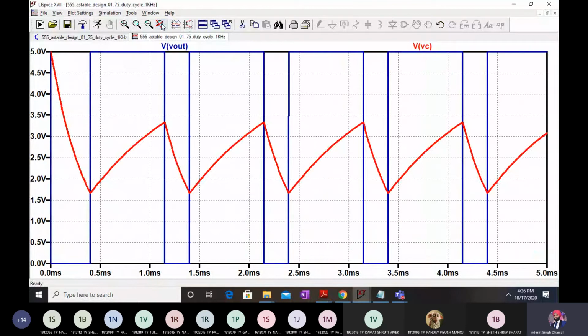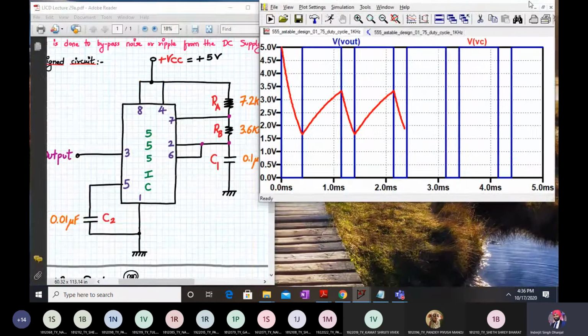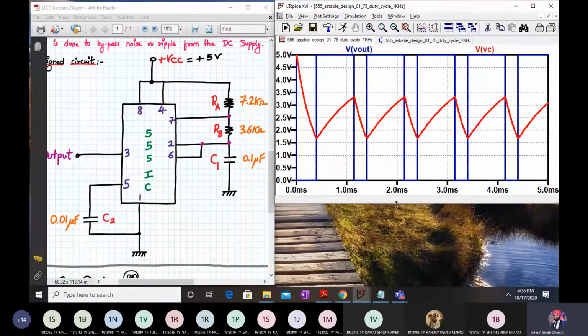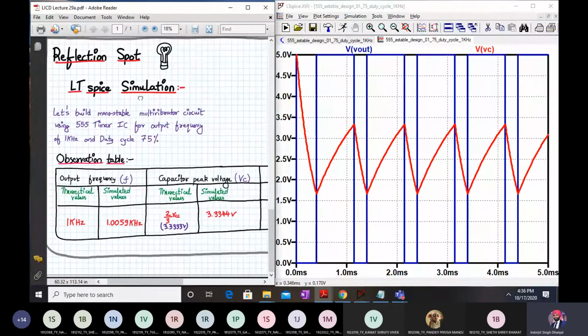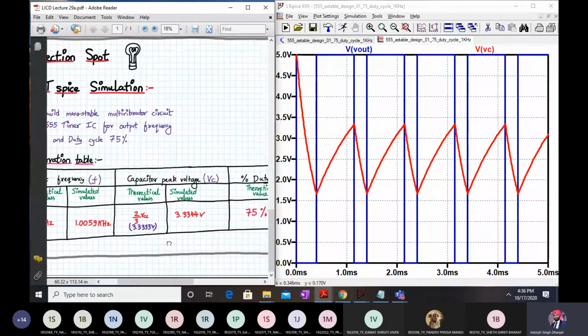So perfectly, the duty cycle is 75%, and my time period, total time period is 1 millisecond. That means the frequency is 1 kilohertz. Anyone having any doubt in this? Ask now, or we can proceed ahead. So here we have already gone to a reflection spot, and the theoretical value of frequency was 1 kilohertz. We are getting very close, 1.0059 kilohertz.